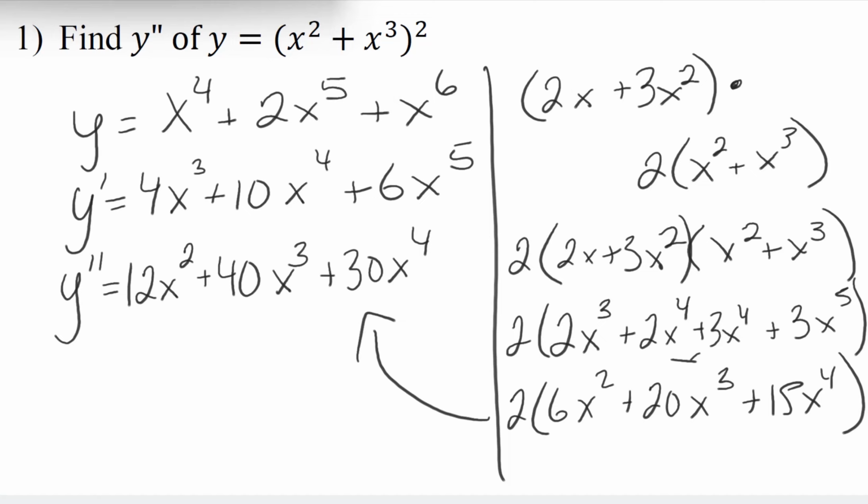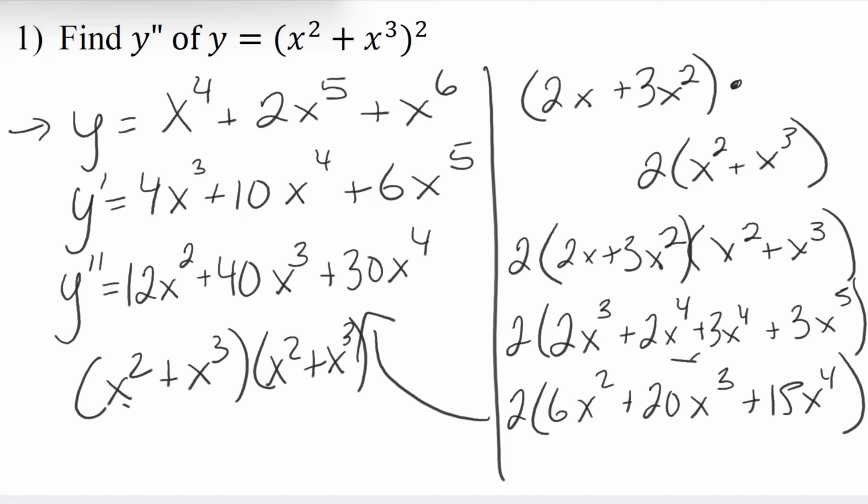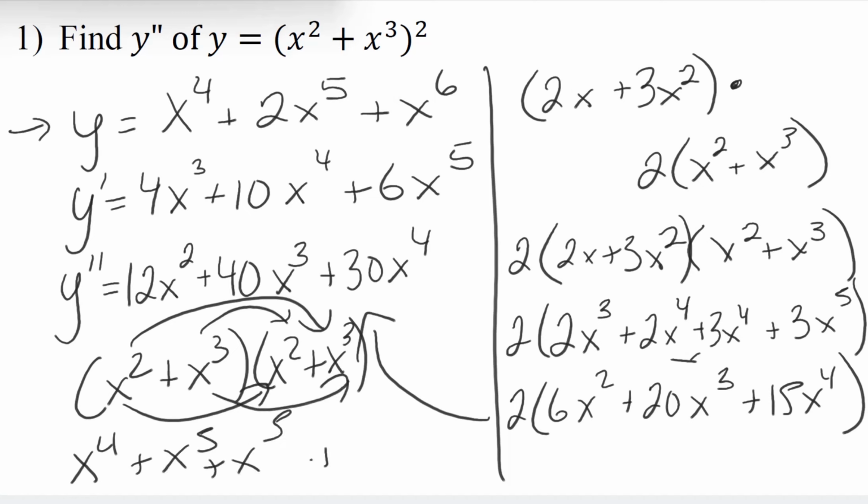Show really quick the regular distribution of it that you did first. How you got this? When you just do it out, by square. Okay, hold on. How I got this before I did the derivative? Yes, sorry. So x squared plus x to the third times x squared plus x to the third. So x to the fourth, x to the fifth, x to the fifth, x to the sixth.